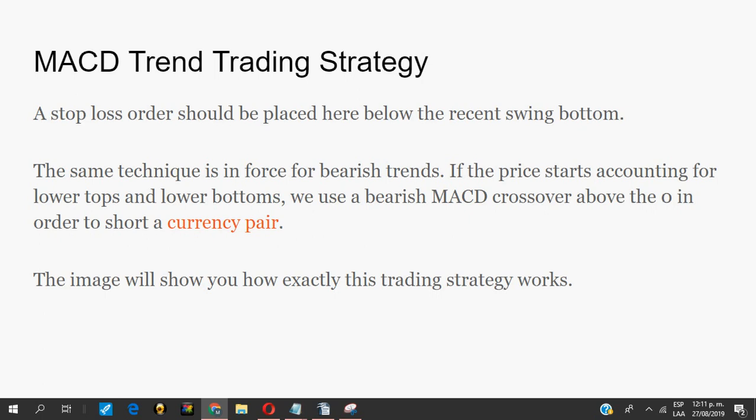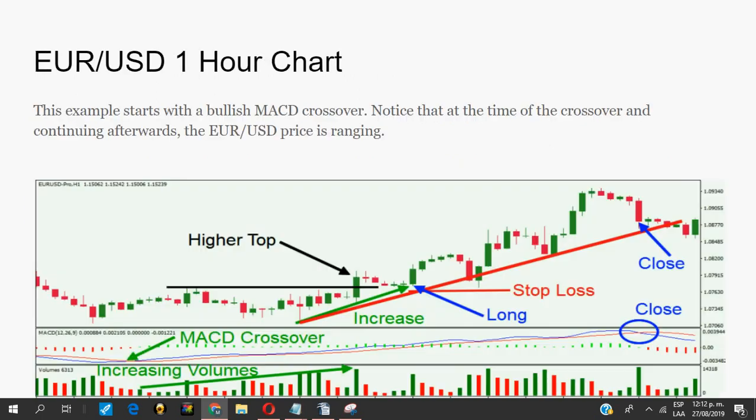The same technique is enforced for bearish trends. If the price starts accounting for lower tops and lower bottoms, we use a bearish MACD crossover above the zero in order to short a currency pair. The image below will show you how exactly this trading strategy works. This is the euro-dollar 1-hour chart.